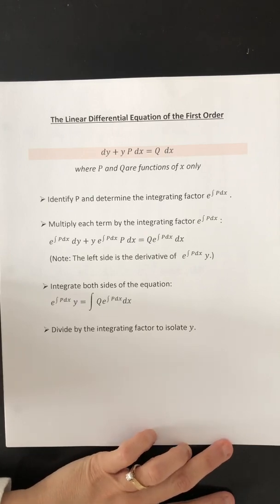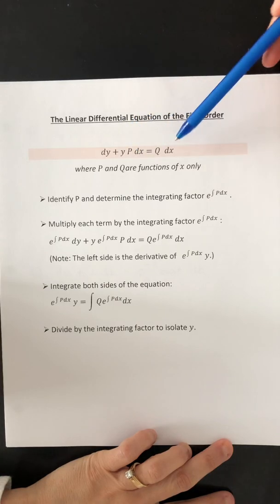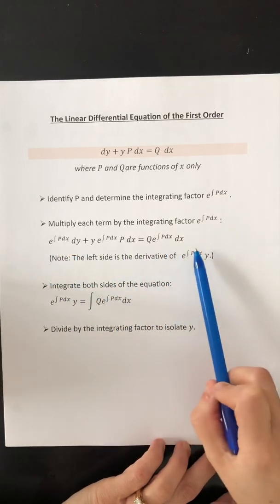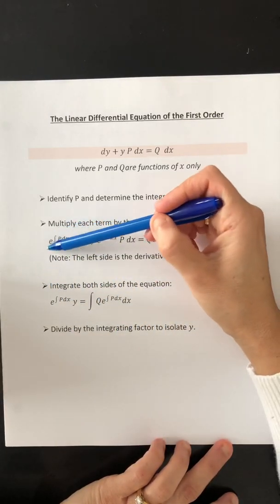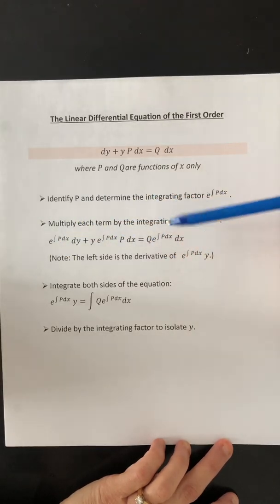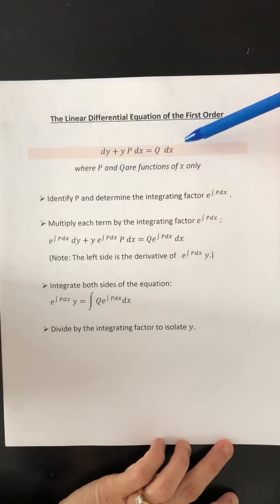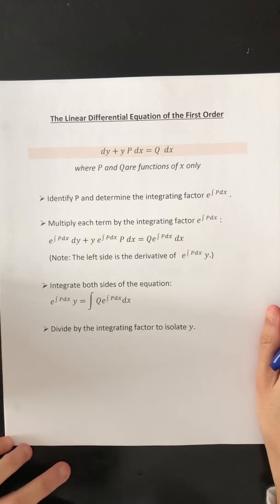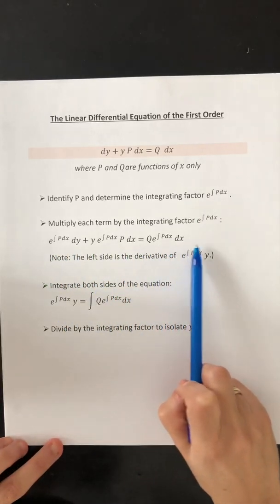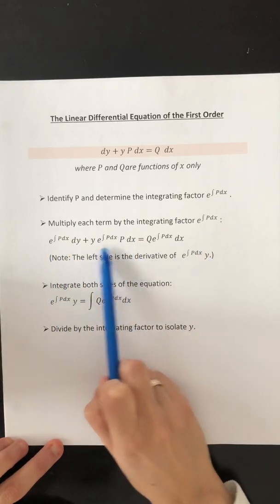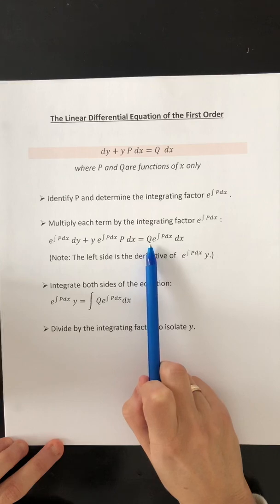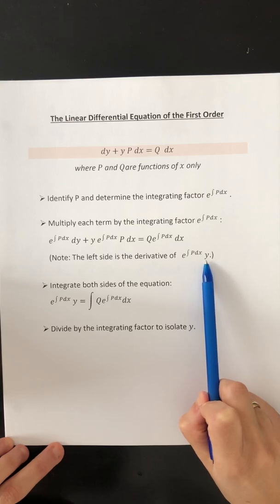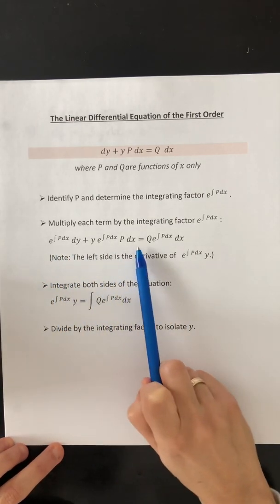Once you know your integrating factor, you multiply all three of these terms by it. And when you do that, it'll look exactly like this. You can see that e to the integral of p dx has been multiplied here by all three of these terms. Here is why we work out that integrating factor. Once you have done this multiplication, the left side will always be equal to the derivative of that integrating factor multiplied by y. And let me just show you that this would be true.